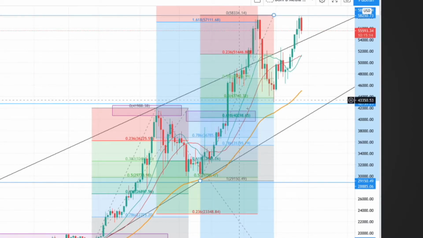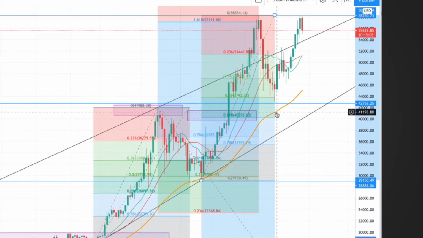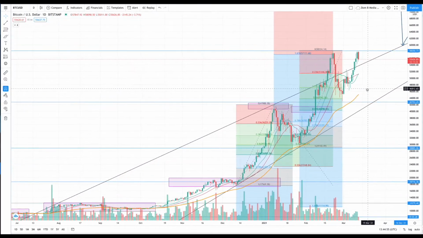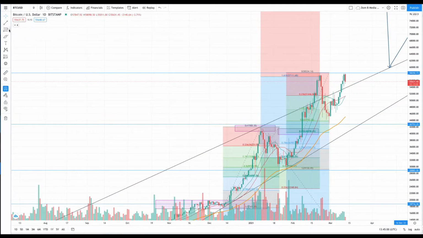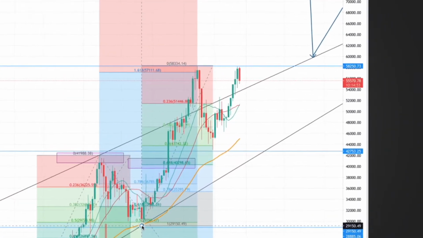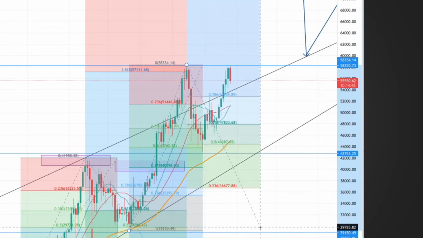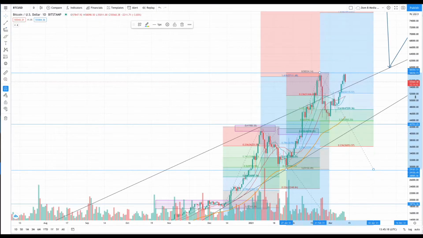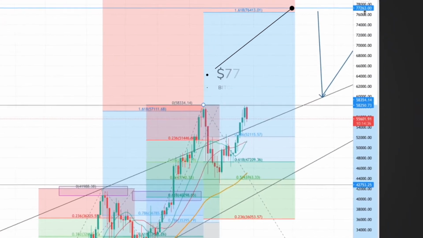So that's 50% and that's the 0.618. So we've pulled down to this. We've got close to that moving average again. And then if we pull down and we do the exact same thing with the extension, we can see that price is going to push, or could potentially push, to the 77,000 mark.